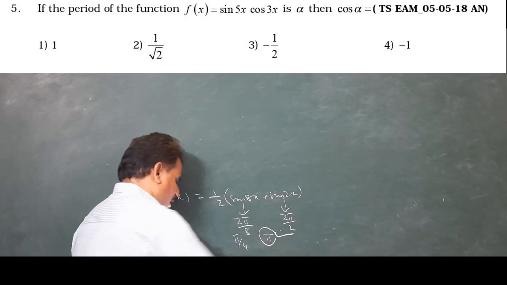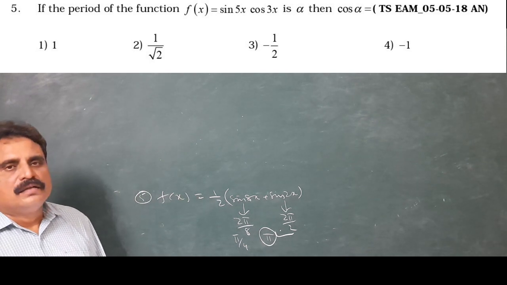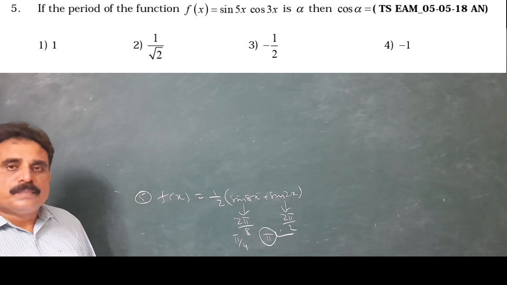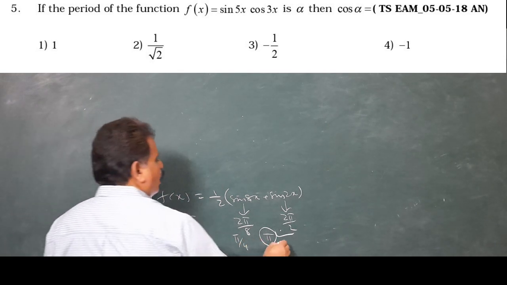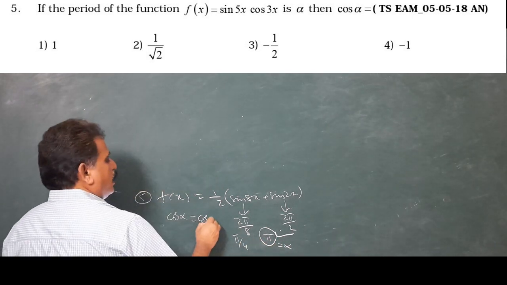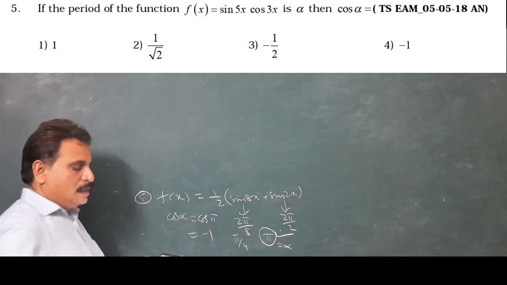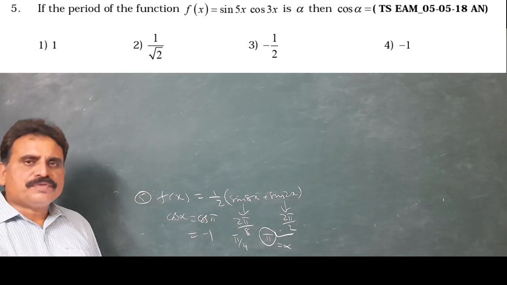That is alpha. Cos alpha value is, this is alpha, cos pi, that is minus 1. So that is in the fourth option.